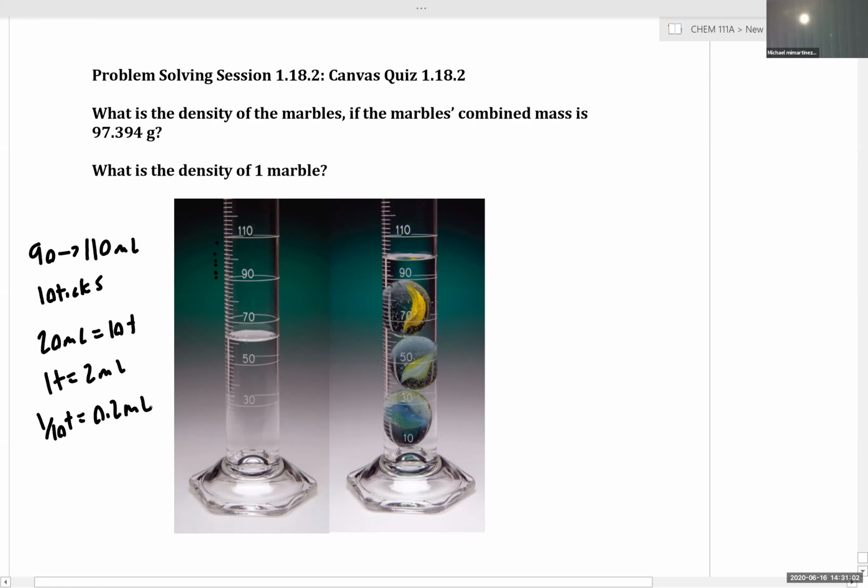Okay, so with that information in mind, we are past the halfway point and we have one additional mark. So our certain digits are 62. So for our initial volume, we have about 62.2 mL. The 0.2 is estimated. For our final volume, we are almost exactly at the 100 mark. So we'll write this as 100.0 milliliters. Perfect.